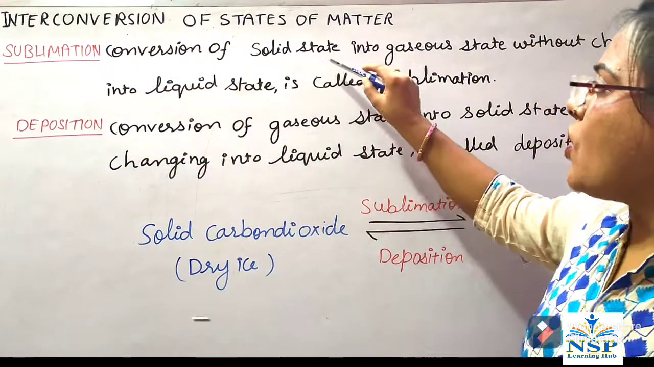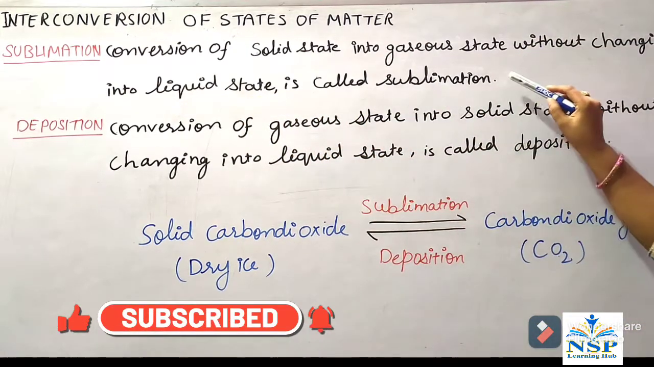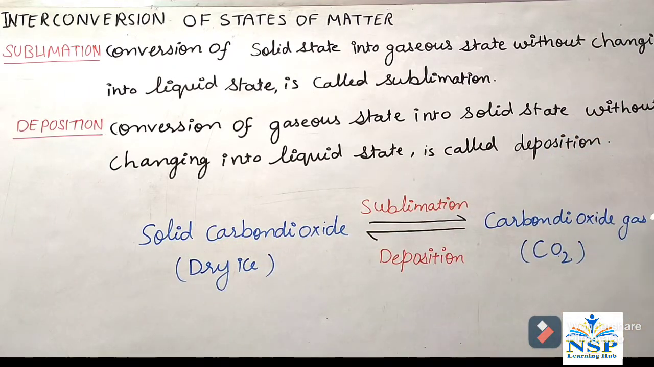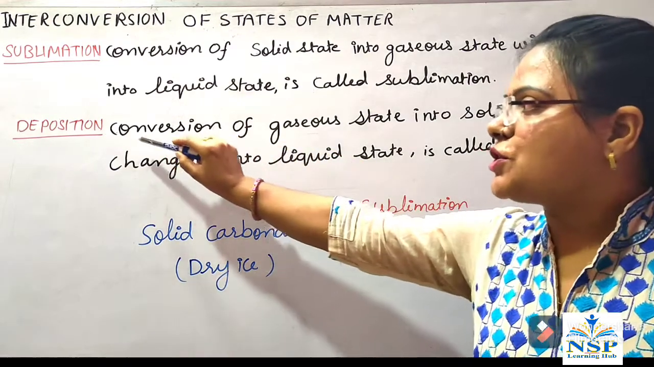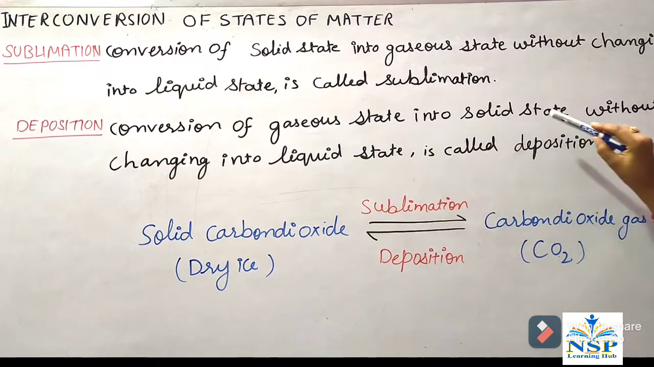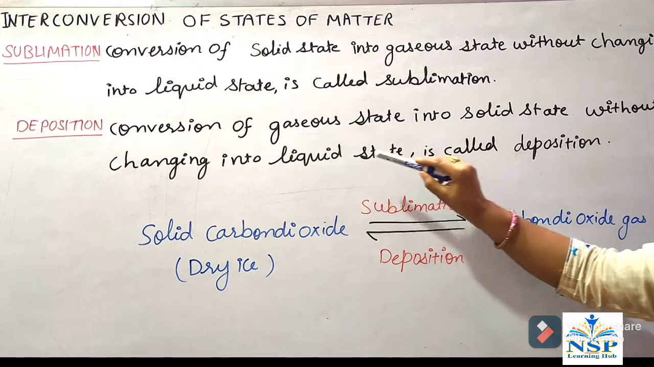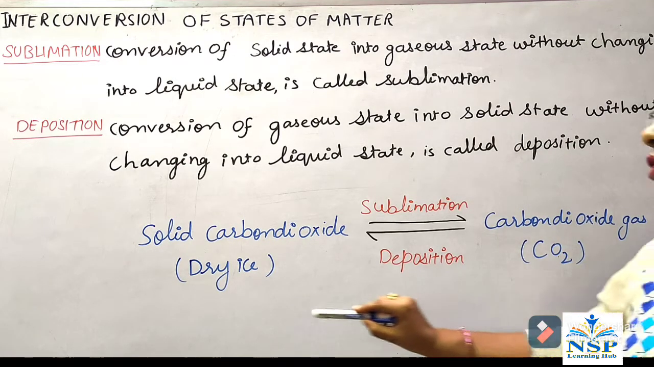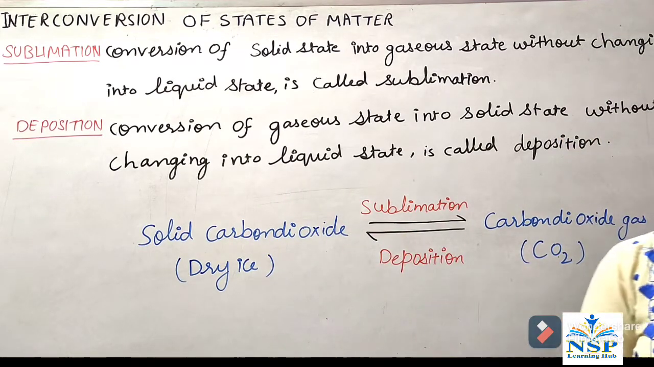Sublimation. Conversion of solid state into gaseous state without changing into liquid state is called sublimation. When solid carbon dioxide changes into gaseous carbon dioxide, this process is called sublimation. Deposition. The conversion of gaseous state into solid state without changing into liquid state, no intermediate liquid state here, is called deposition. For example, carbon dioxide in gaseous state changes into dry ice or solid carbon dioxide. This process is called deposition.